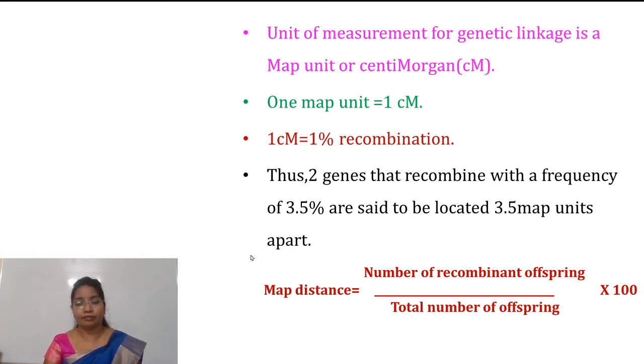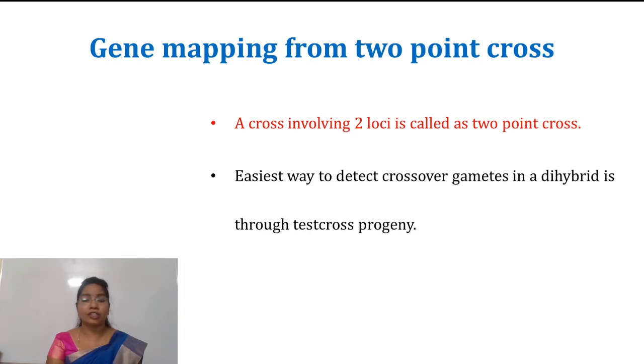Next we will see gene mapping from 2-point cross and also 3-point cross. First, the gene mapping from 2-point cross. A 2-point cross is nothing but a cross which involves two loci. The easiest way to detect crossover gametes in a dihybrid condition is through test cross progeny.